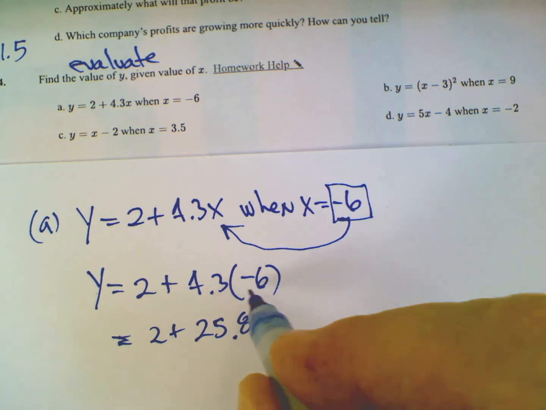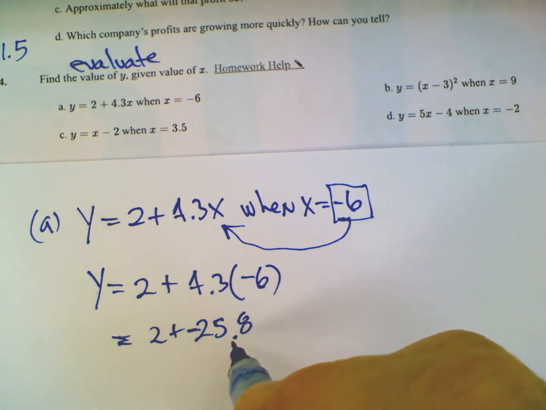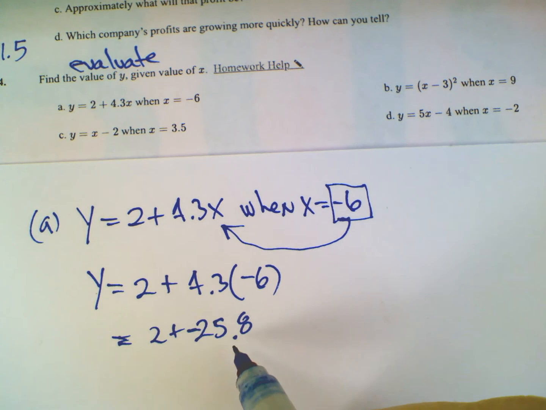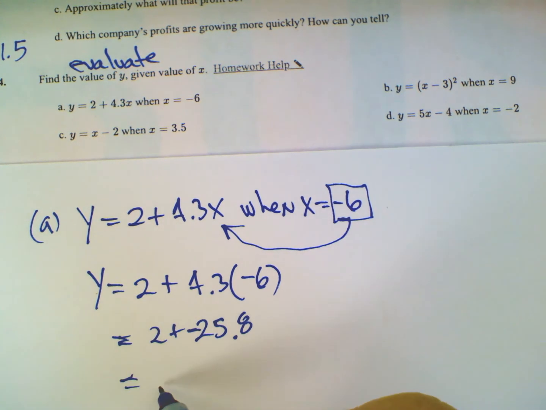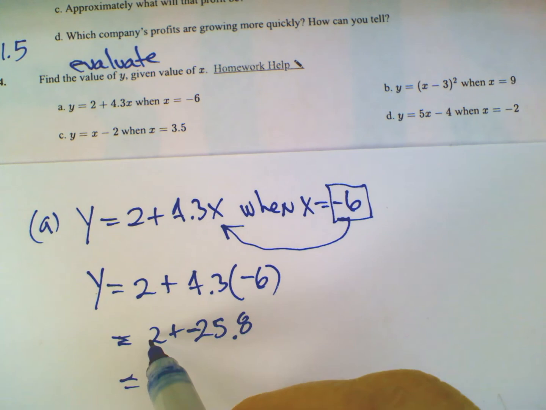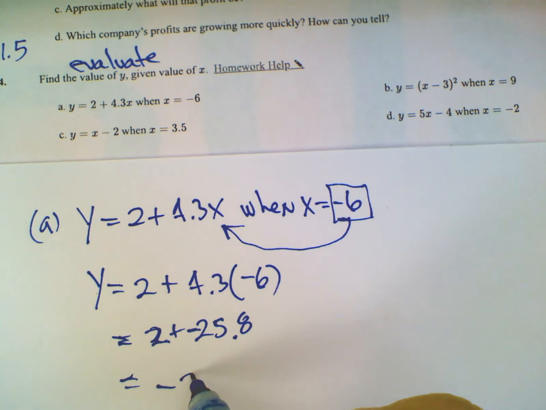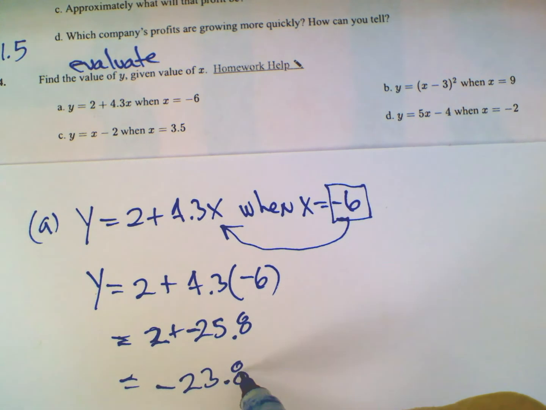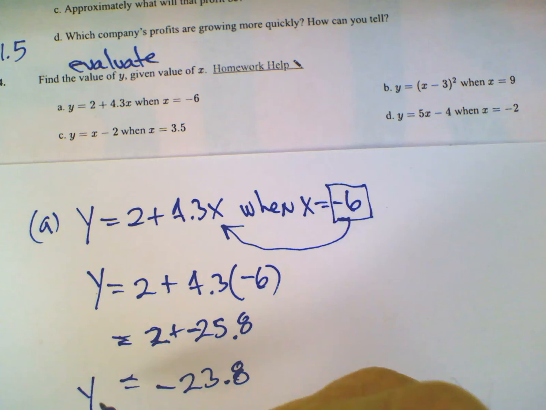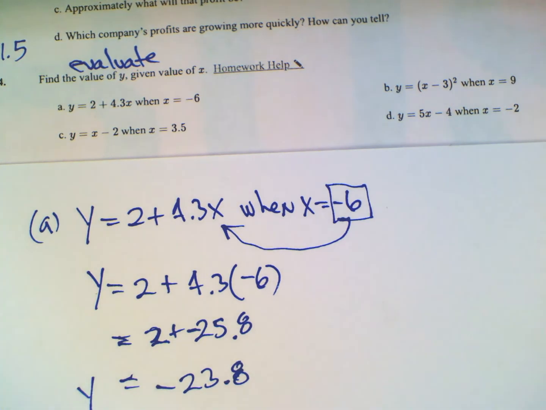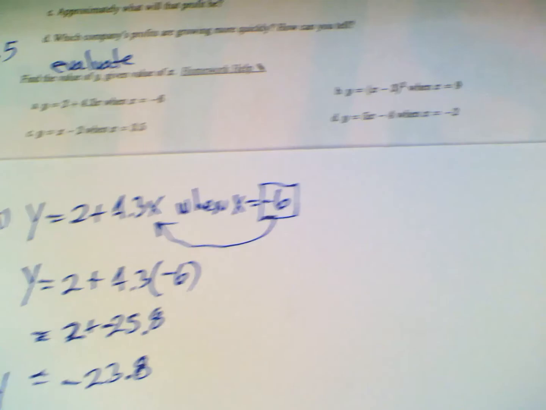Oh, actually, positive times a negative makes it a negative. Almost forgot that. So it's a negative 25.8. Plus 2 gives me now a negative, which I end up subtracting, right? Because you have a positive number and a negative number. So you subtract them, and the bigger number keeps its sign. So negative 23.8 is what y is when x equals -6. So there's A.